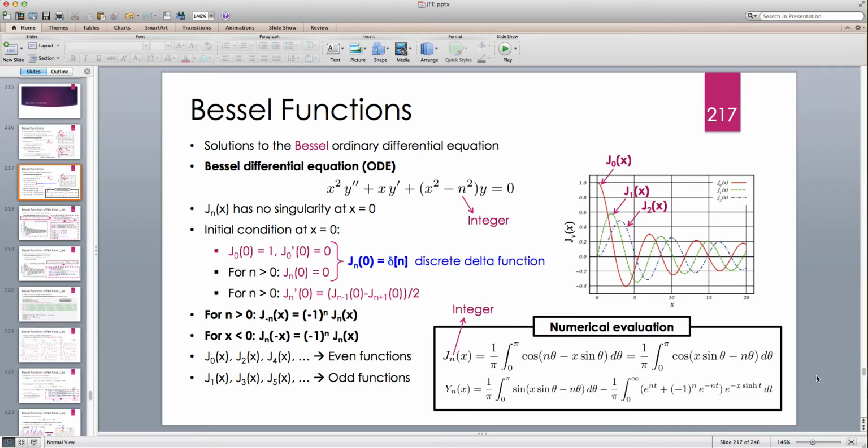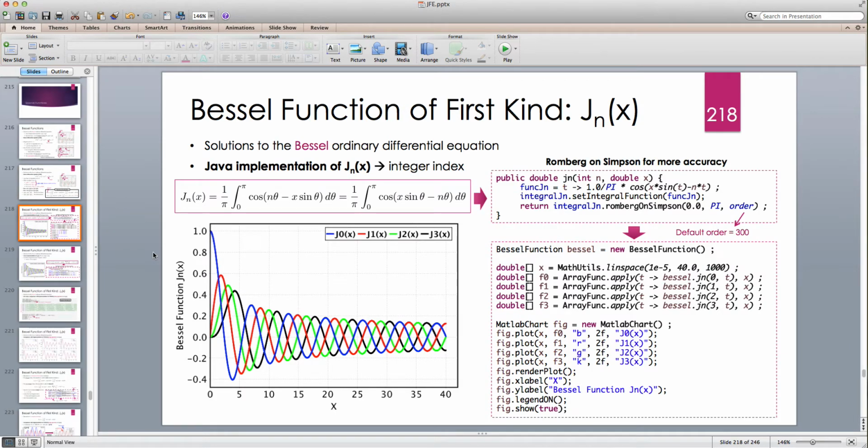And we will try to look at what is a good number here so that we get a good convergence. All right. So let's go and implement the Jn of x in Java. Remember, we're doing the integer index right now, and this integral works for integer indices for now. So Jn of x is 1 over pi, integral from 0 to pi of cosine of x sine of theta minus n theta d theta, and theta is the parameter of integration.